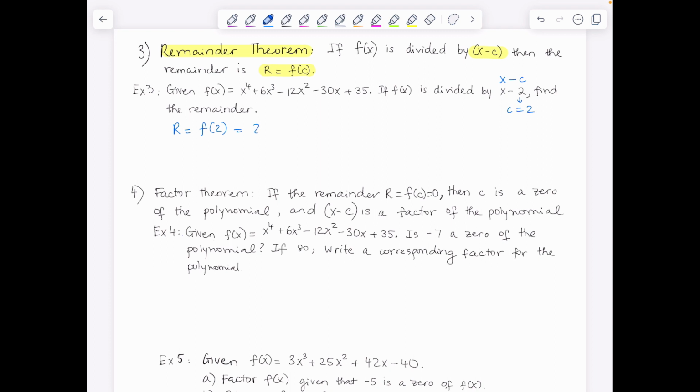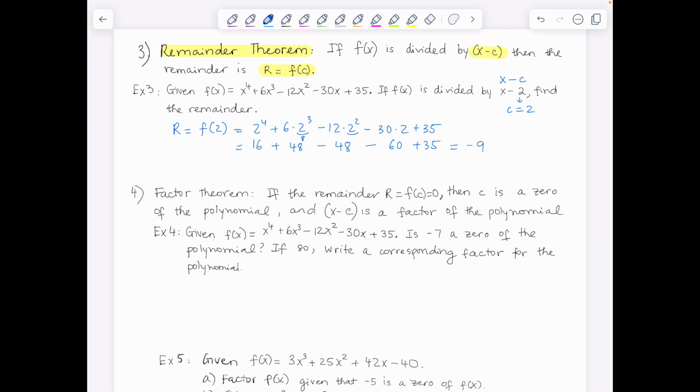Substitute 2 in for x, we have 2 to the fourth plus 6 times 2 cubed minus 12 times 2 squared minus 30 times 2 plus 35. 2 to the fourth power should give us 16 plus, this will be 8, 6 times 8 is 48, minus, this will be 4, 12 times 4 is 48, minus, this will be 60, and then plus 35. Simplify this, we should get negative 9.